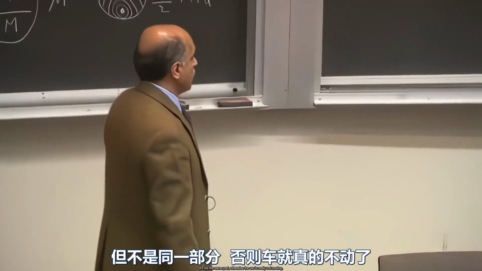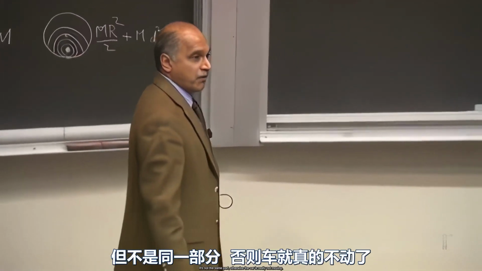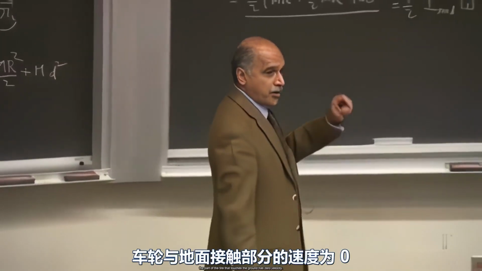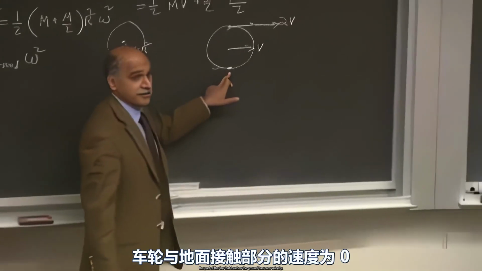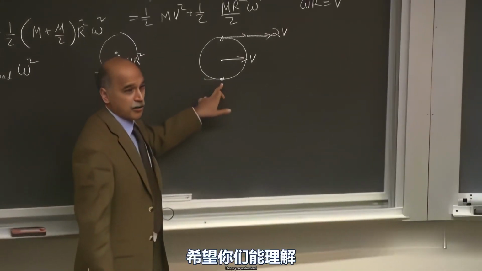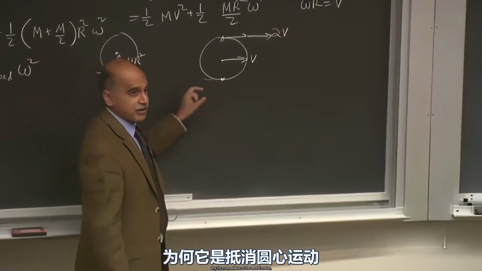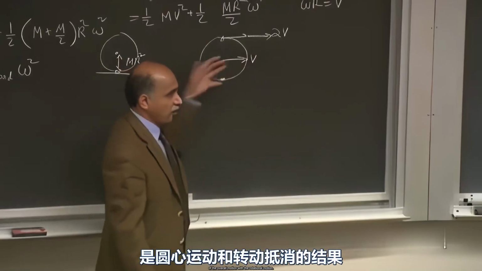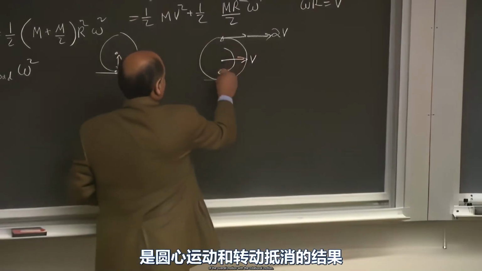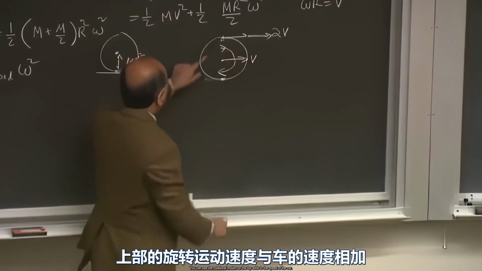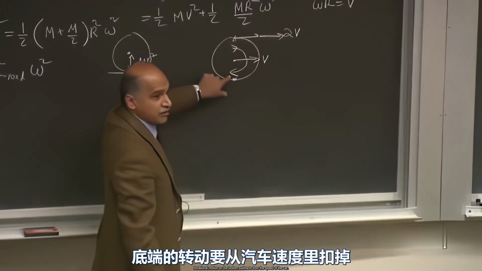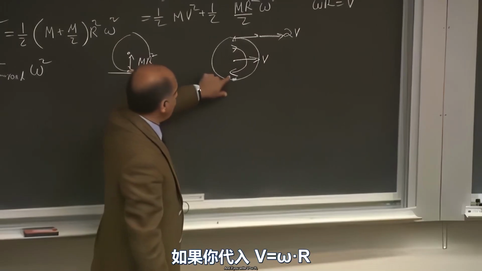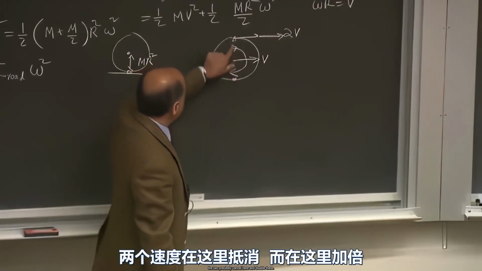It's not the same part, otherwise the car really is not moving. But at every instant, the part of the tire that touches the ground has 0 velocity. I hope you understand why. It's a cancellation of the central motion, of the overall motion with the rotational motion. You can see the rotational motion on the top adds to the speed of the car. Rotational motion in the bottom subtracts from the speed of the car. And if you write v equals omega r, the two precisely cancel here and double there.